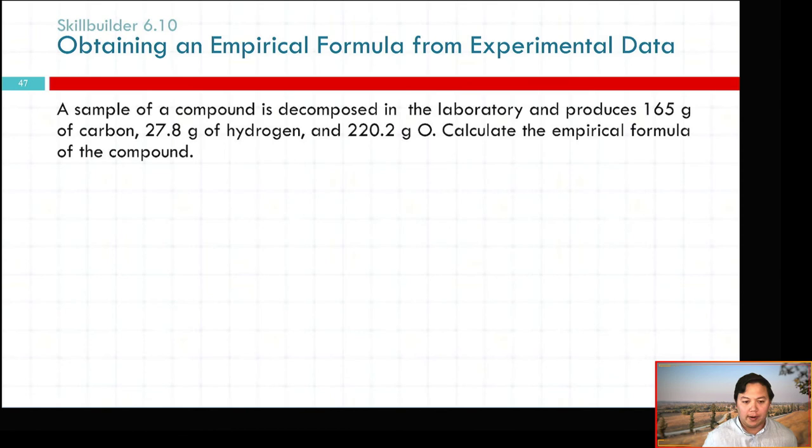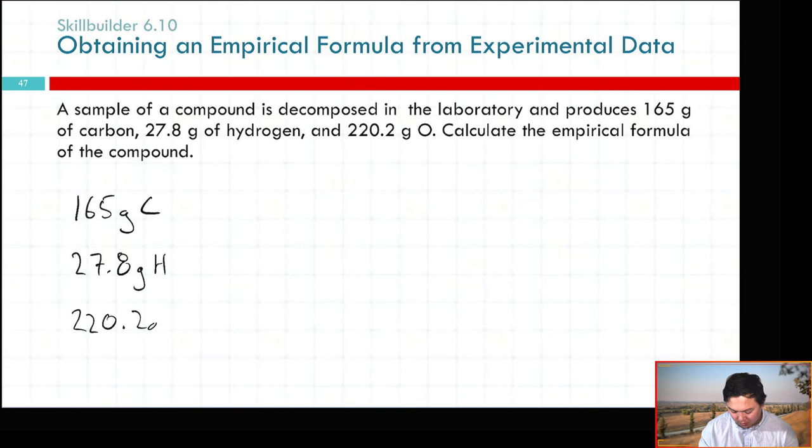Let's do some more science. So now, again, we're in the section using experimental data to determine the empirical formula of compounds. So we have this compound, unknown sample. They decompose it in the laboratory. We get 165 grams of carbon, 27.8 grams of hydrogen, and 220.2 grams of oxygen. So we want to then calculate the empirical formula of this compound.